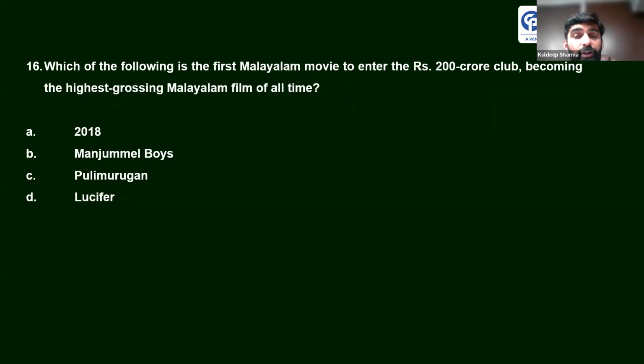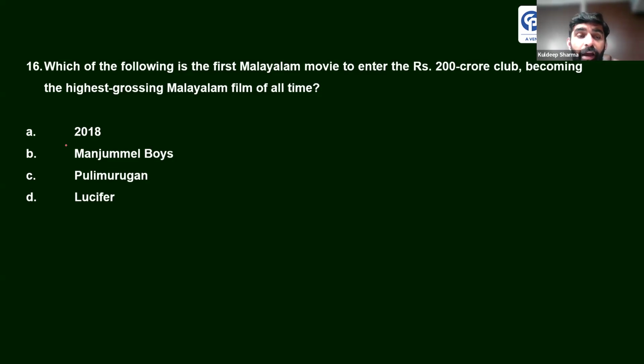Next question. Which of the following is the first Malayalam movie to enter the rupees 200 crore club, becoming the highest grossing Malayalam film of all time? One very famous, very trendy movie of Malayalam cinema has grossed 200 crore rupees, making it the highest grossing Malayalam film of all time. This film is watched not only in Kerala or by Malayalam speakers, but all over India, because it has become a very popular movie. So what is the name of that movie?